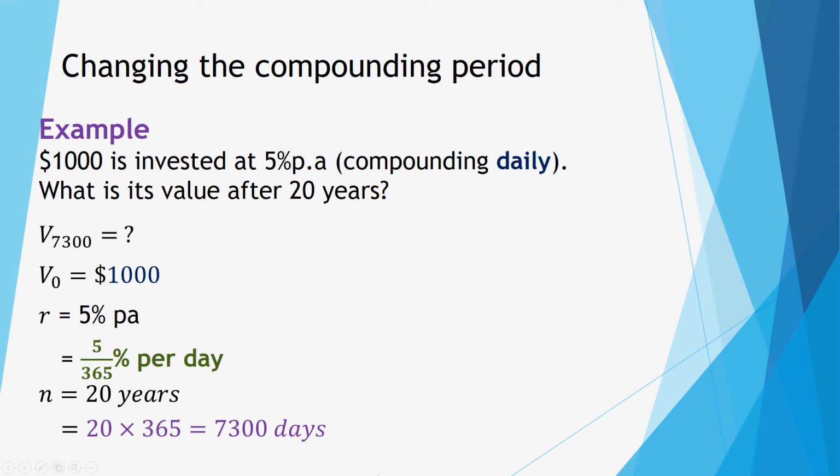Our final one is the same details, except we're going to compound our interest daily. So 20 years multiplied by 365 days is 7,300 days. 7,300, we want to work out what is the value of our investment after that many days. Our initial value was an investment of 1,000. Our rate was 5% per annum.